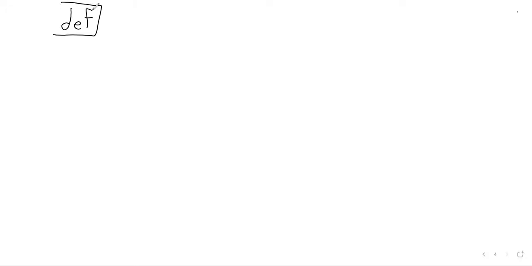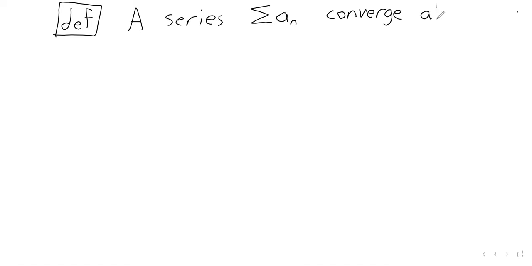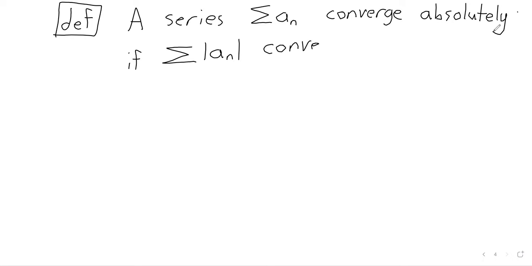Definition. A series A sub n is said to converge absolutely if the sum of the absolute values converges.